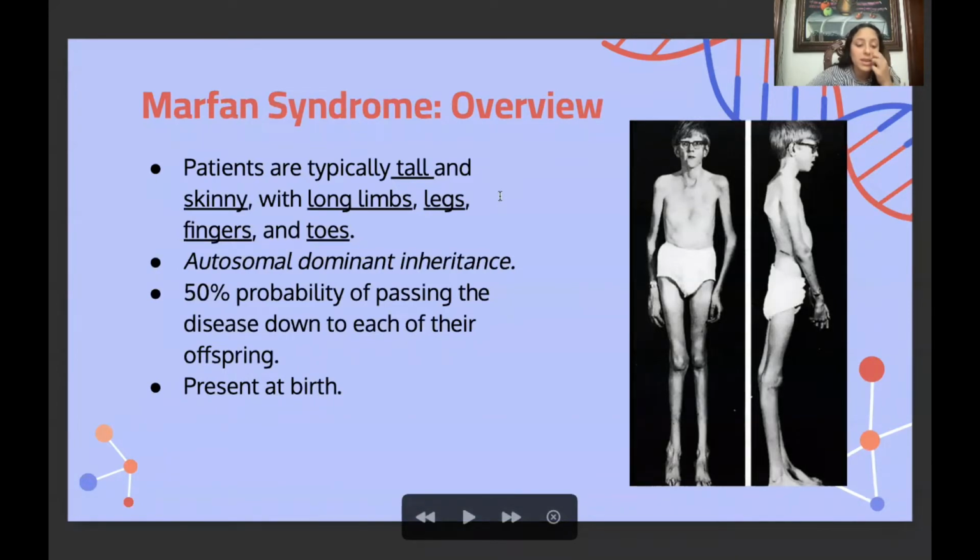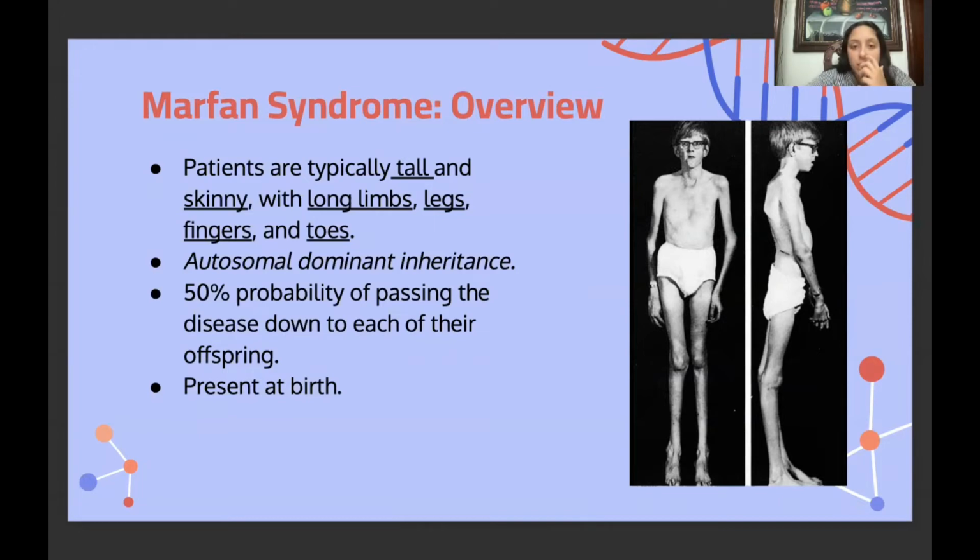And this is because it affects both men and women equally, and it can be inherited from only one parent who has Marfan syndrome. Marfan syndrome patients typically have a 50% probability of passing the disease down to each of their offspring. However, a new gene abnormality arises in 25% of the instances due to unknown reasons.